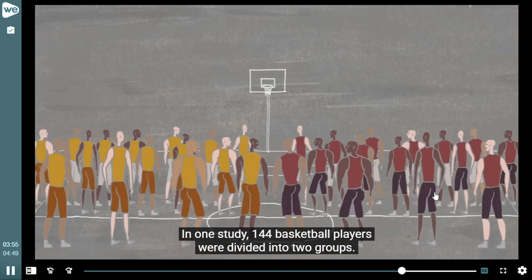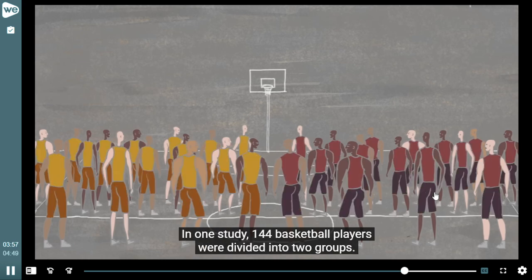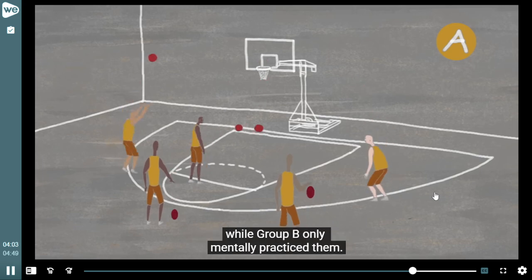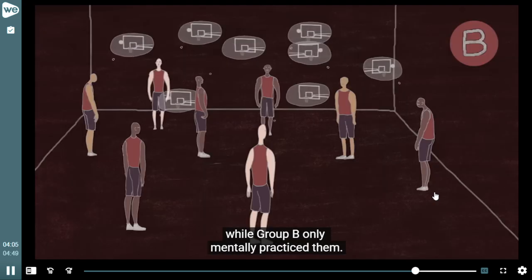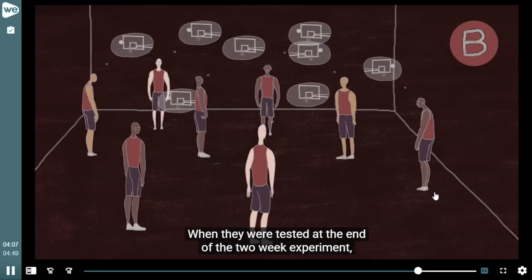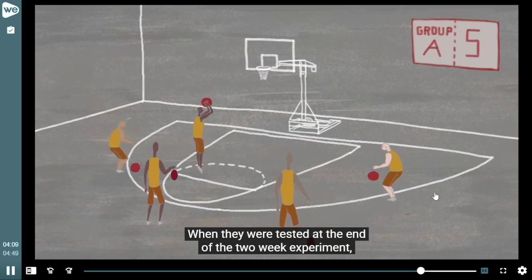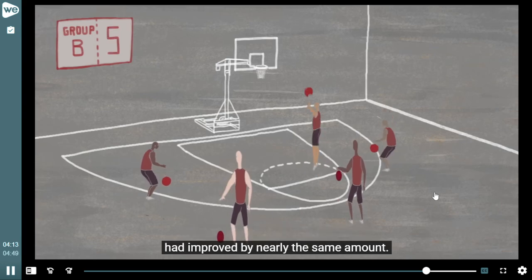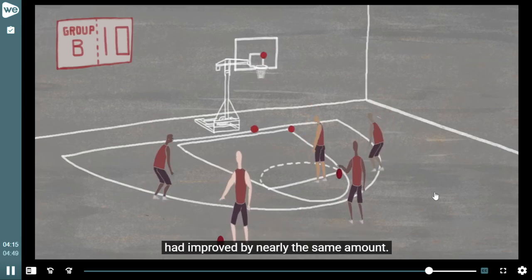In one study, 144 basketball players were divided into two groups. Group A physically practiced one-handed free throws, while Group B only mentally practiced them. When they were tested at the end of the 2-week experiment, the intermediate and experienced players in both groups had improved by nearly the same amount.